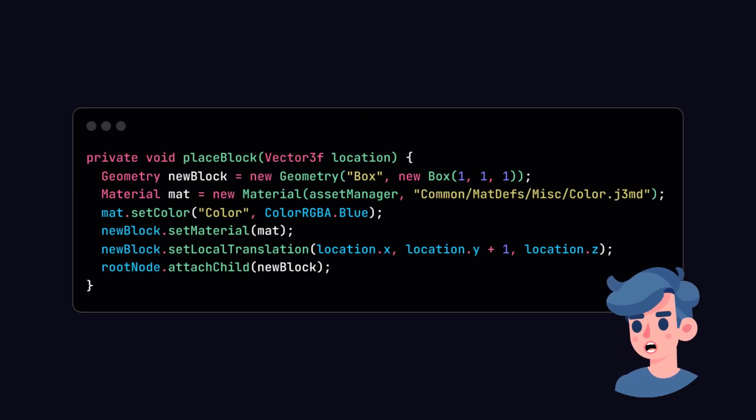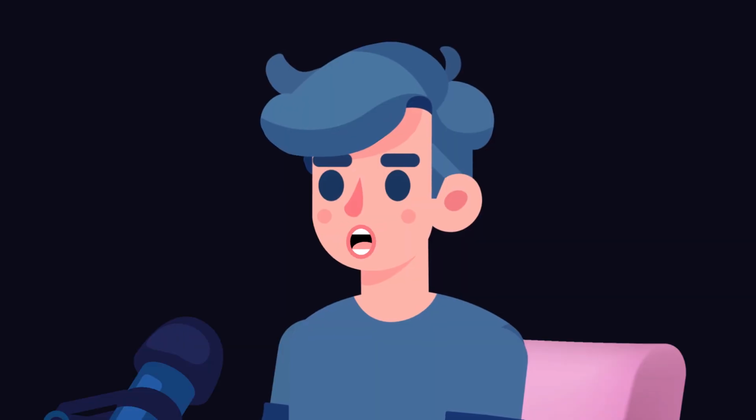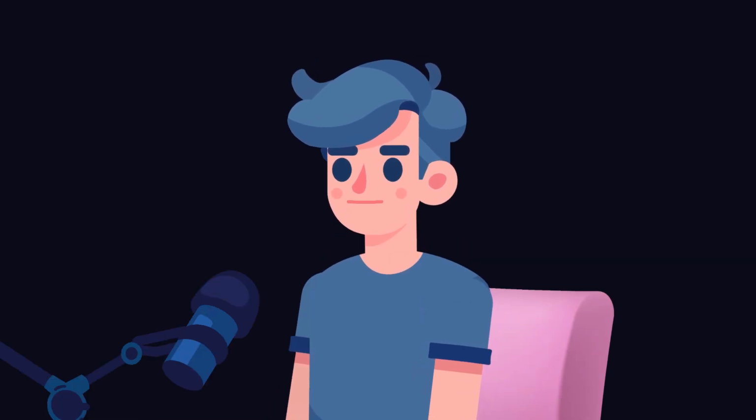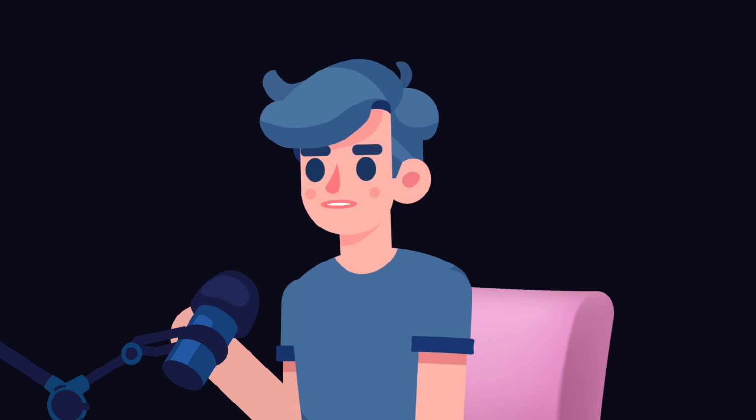Next, let's create the placeBlock method. This method will be responsible for instantiating a new block at the hit point calculated from the raycast. We'll use the same box setup we used before. Now let's take a moment to test what we've created so far. Run your application and try clicking around to place blocks. You should see new cubes stacking up wherever you click, forming a tower.